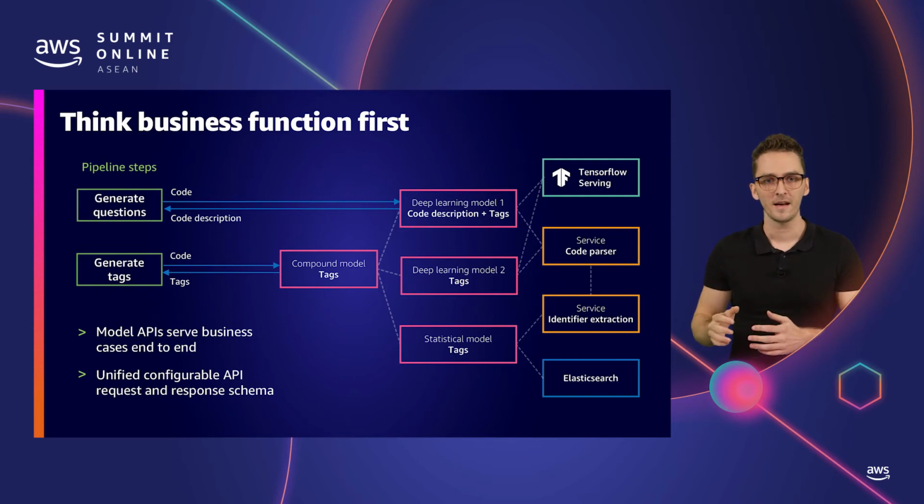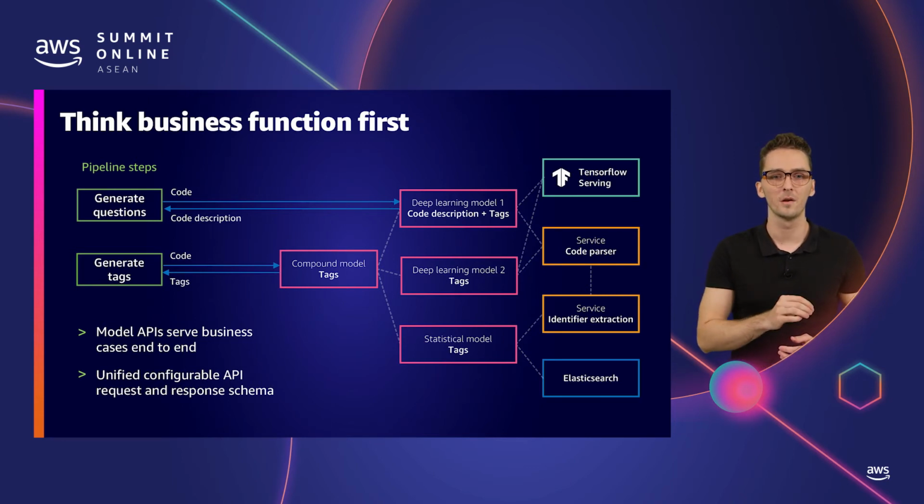To generate our tags, we use a composition of various models. These models use multiple downstream services, such as TensorFlow serving, code parsers, or even Elasticsearch. Although these submodels are available standalone, we have a compound model that combines them, again, end-to-end.